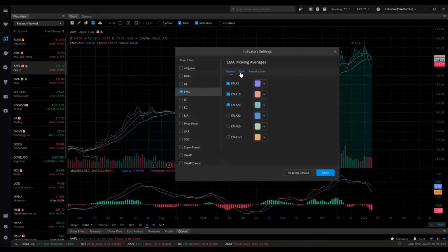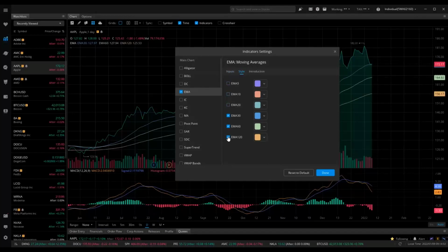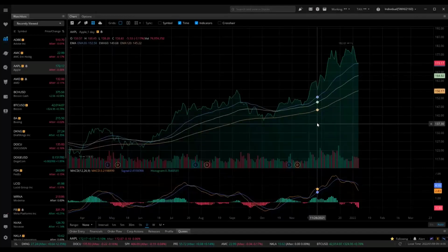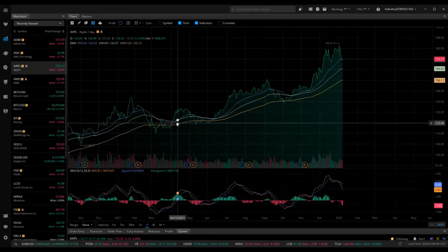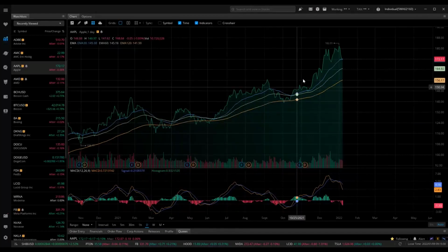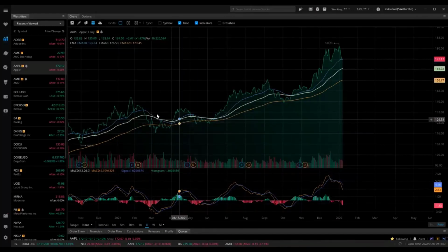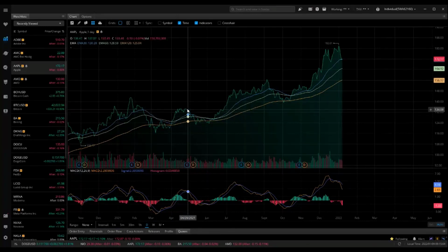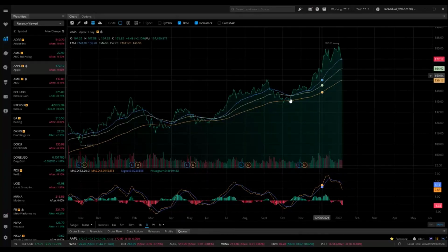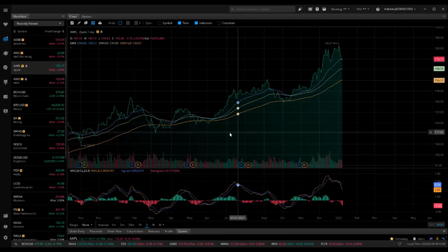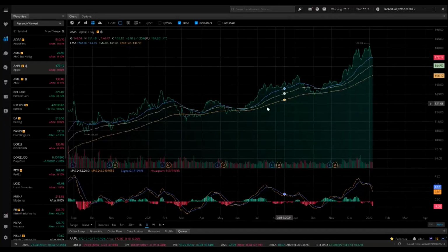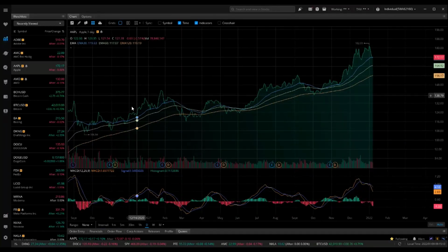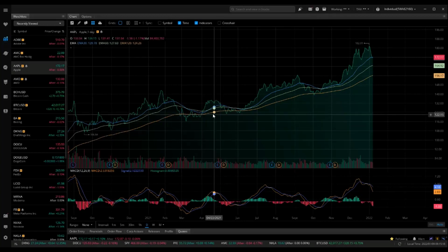Now, when you click on Style on the top here, this is where you can configure what lines you want, and just check out the difference when we select the 30, 60, and 120 compared to what it was. Now, you just don't see a whole lot of crossovers and whatnot. We're looking at Apple. Apple's just been trending upwards for quite a while, for the last year.